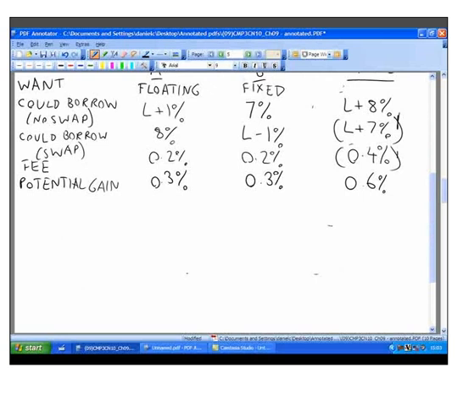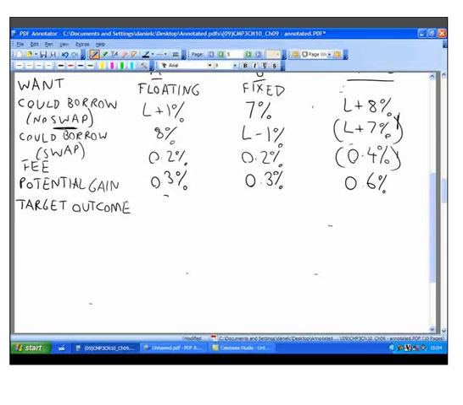So where we want to end up is that company A is paying LIBOR plus 0.7%. Yeah, so LIBOR plus 1 minus 0.3 gives us LIBOR plus 0.7%. And company B will be paying 7% minus 0.3%, which is 6.7%. So that's where we want to get to. That's our overall target outcome.